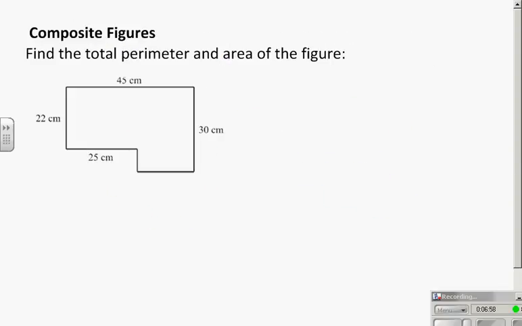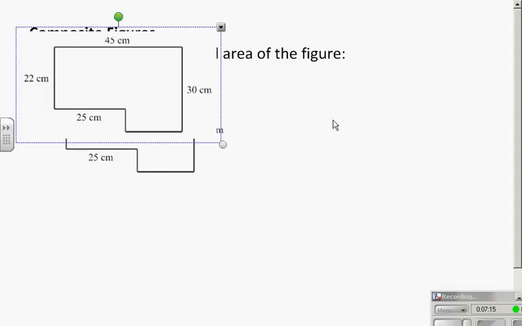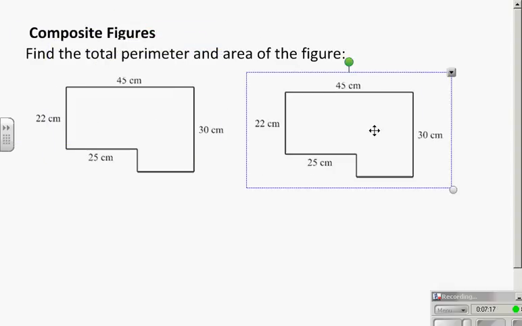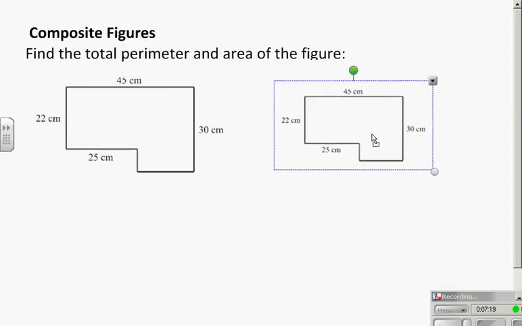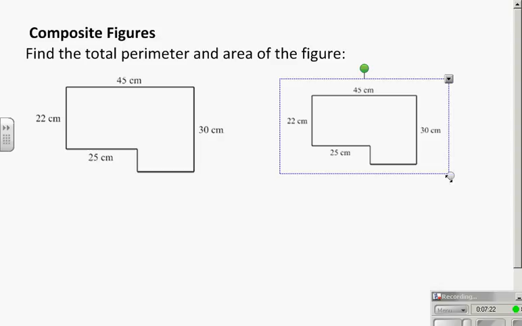Now, composite figures are also very real life because we very rarely encounter a nice, neat, tidy triangle, rectangle, parallelogram. So the key to these is dividing them up. Now I'm just going to copy this and then paste it because we can do this in two ways and get the same answer.